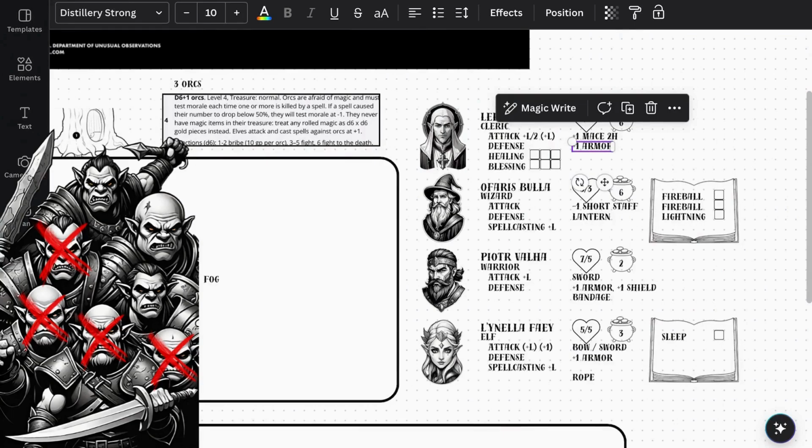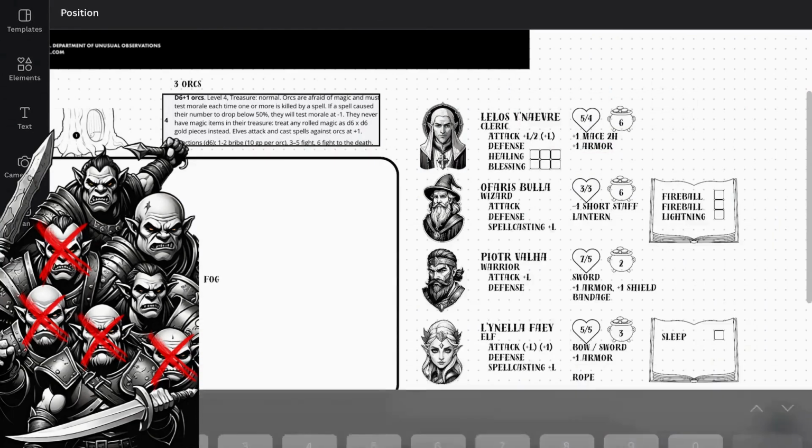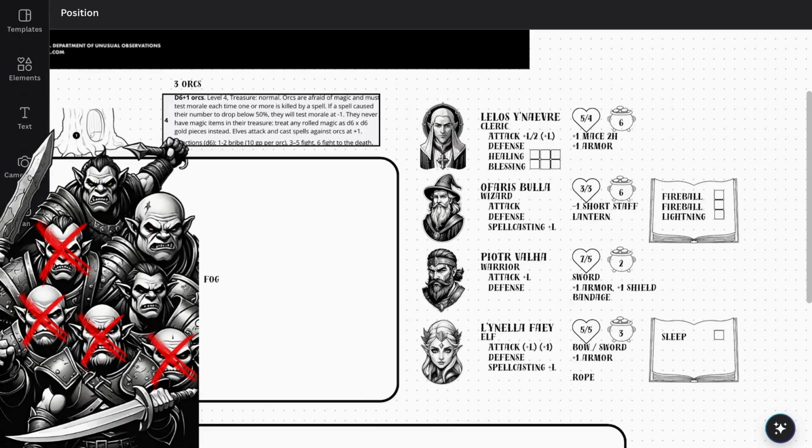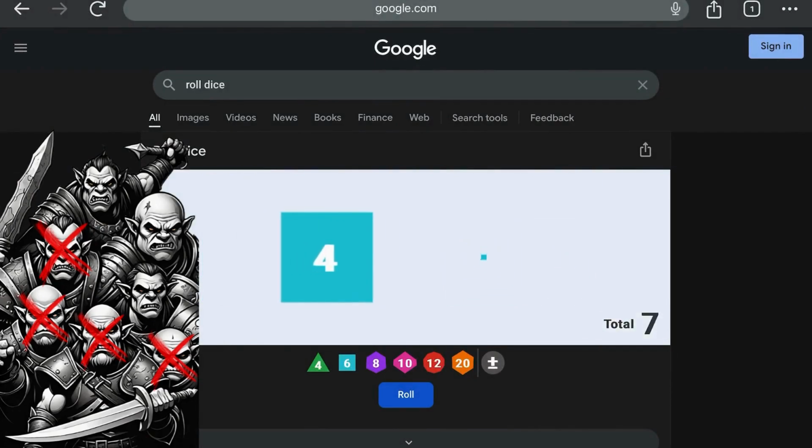4, 3, 4. Okay, 4 plus 1, it's enough. 3 plus 1 plus 1, oh, it's enough. And 4 plus 1 again, it's enough. Defended fully. Great, and now we can attack, and all can attack. Linella switched to her sword, so let's first attack with Linella this time.